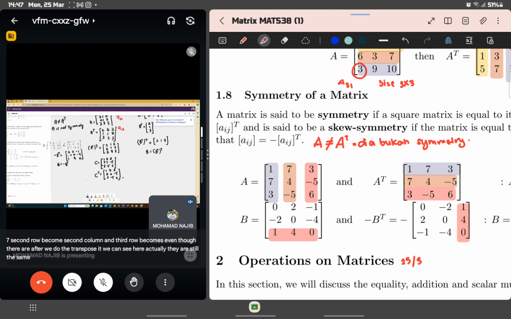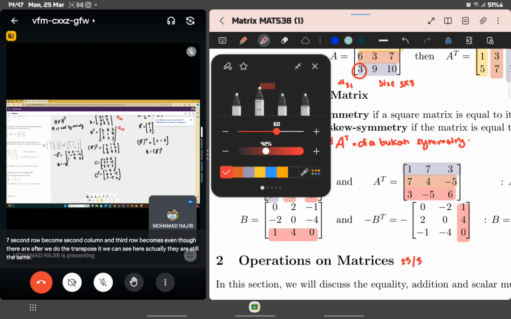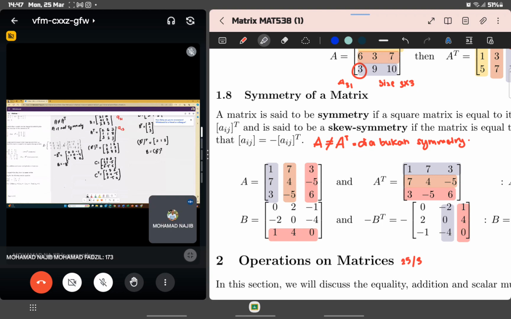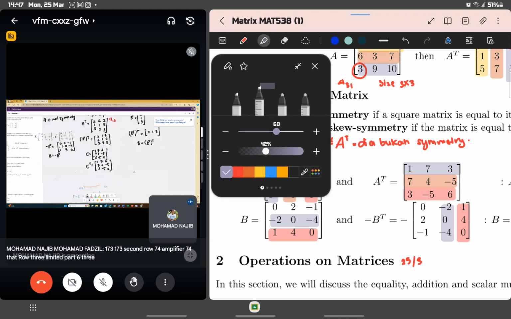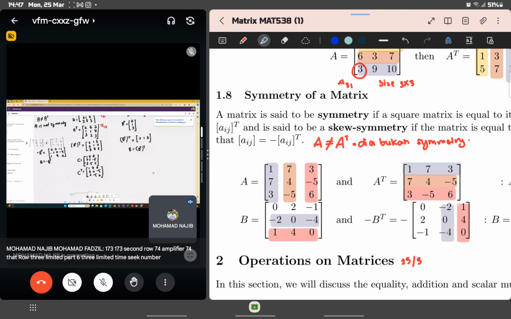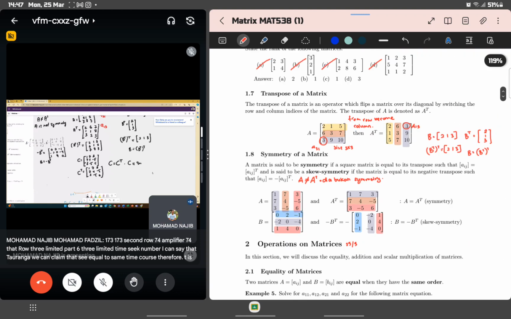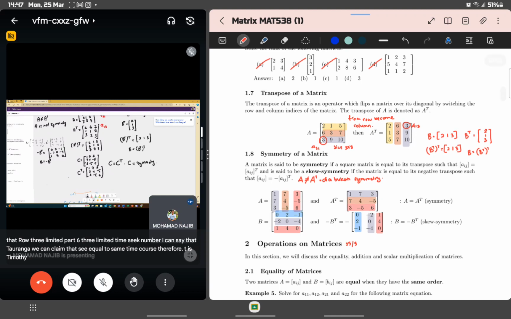Cuba tengok, dua-dua matrik ni benda yang sama. Walaupun dah lakukan transpose. Elemen first row pun sama, 173, 173. Second row, 74, -5, 74, -5. Third row, 3, -56, 3, -56. Nampak? Jadi, bagi soalan ni, kalau anda tengok, we can claim that C equal to C transpose. Therefore, C is symmetry. Okay. Boleh faham?